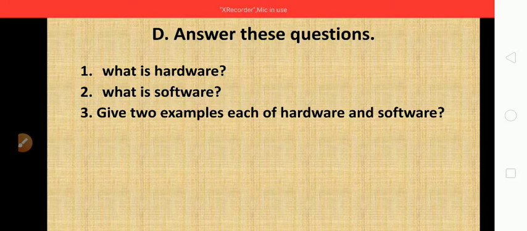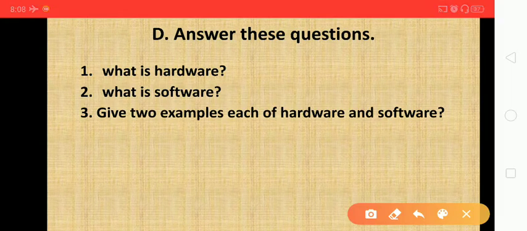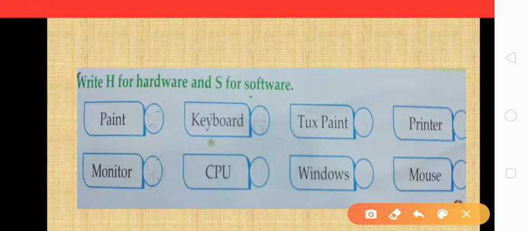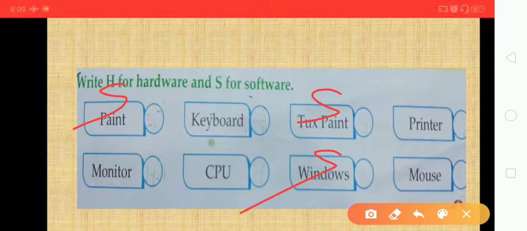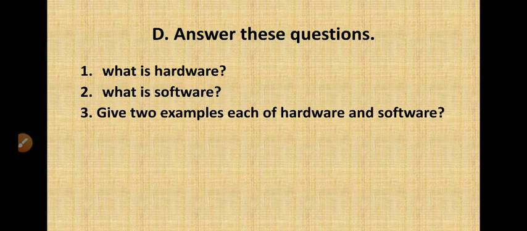Next thing is, give 2 examples each of hardware and software, right? If you want examples of hardware and software, I can give you from the previous slide. Okay, from here this is hardware and this is hardware. So any 2 examples you have to write. And next software, this is software, this is software, right? And this is also a software. So you can write these examples over there, right? Hope you will do it properly. Okay, so here we are done with the exercise of chapter 2, that is hardware and software.